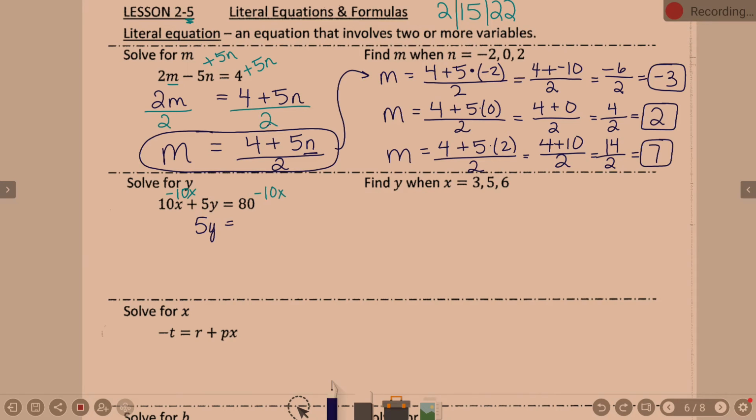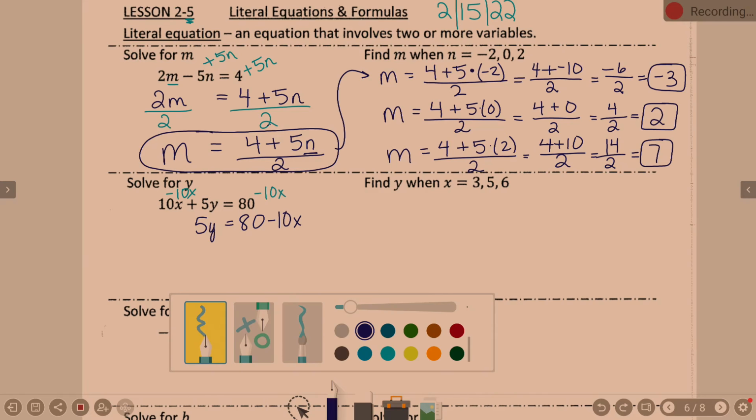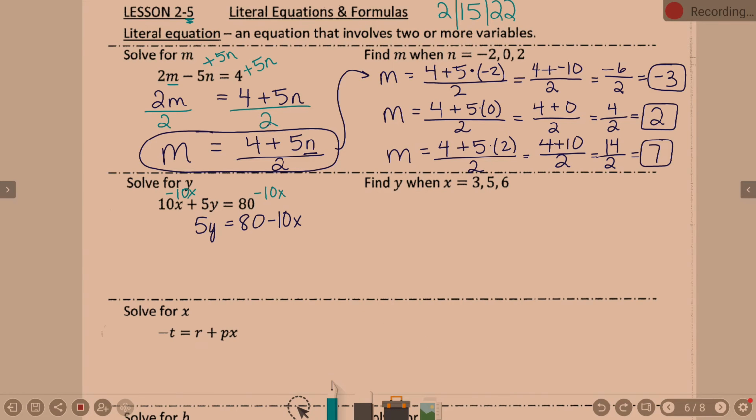What is 80 minus 10x? Good. I thought she was going to fall for it. 80 minus 10x is 80 minus 10x. I did not subtract them because they don't both have the x, right? I know, it's so tempting, isn't it? Am I done? Nope. What do I have to do now? Divide by 5. If it's 5 times y, we divide by 5.